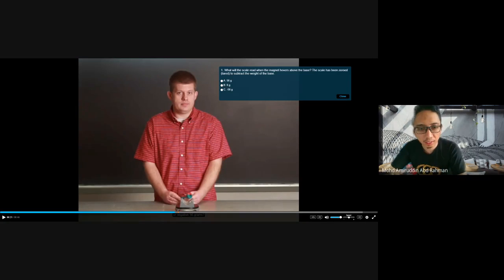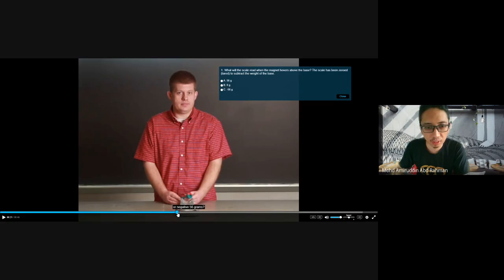So let's say the magnet is put on the scale above the base, and the scale has been zeroed to subtract the weight of the base. So what do you think of the weight of the magnet? Is it A, 56 grams, B, 0, or C, minus 56 grams? So what's your answer to that?